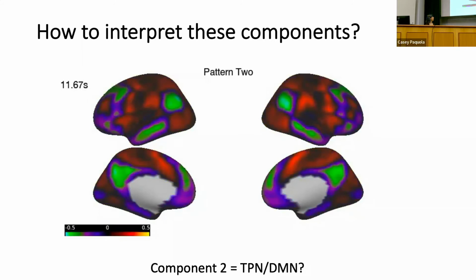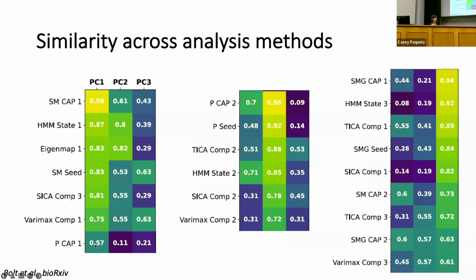So lots of similarities. Again, I'm not going to go into all of the comparisons he did, but what I'm showing here is that each of these columns is one of those three principal components, and all of these rows are different features: coactivation patterns, seed-based correlation based on certain areas, spatial ICA. He did a whole range of things, but almost all of them are strongly correlated with one of these primary components. So we think that this is a pretty good explanation of the underlying structure.